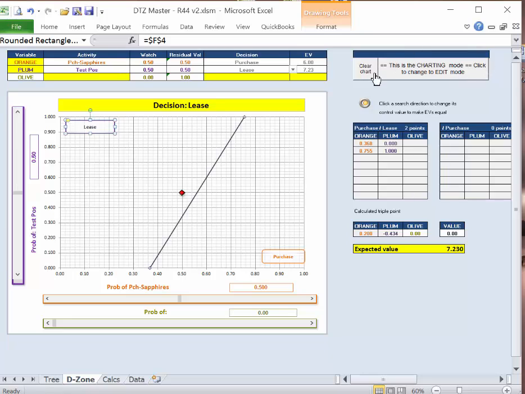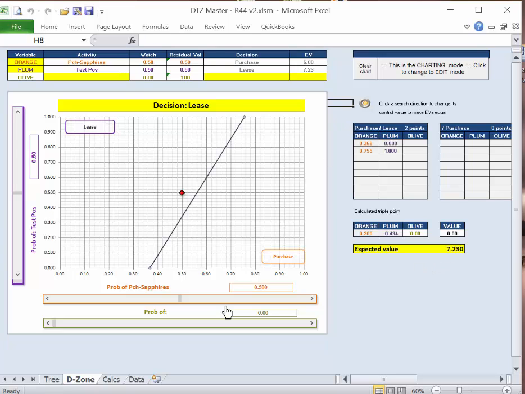Take a look at this table. This says clear chart, and this says charting mode. If you want to edit any values here, you must switch to the edit mode by clicking on this. Let's get back to the charting mode. If you try to plot now, nothing will happen because these values are in place. If you want to redraw, you must always clear chart and then redraw. And this table actually shows the values that have been plotted. The expected value at this point is $7.23 million.